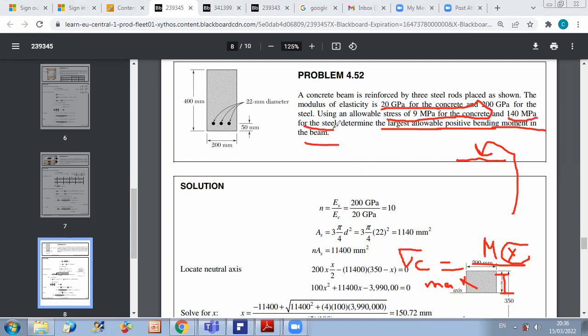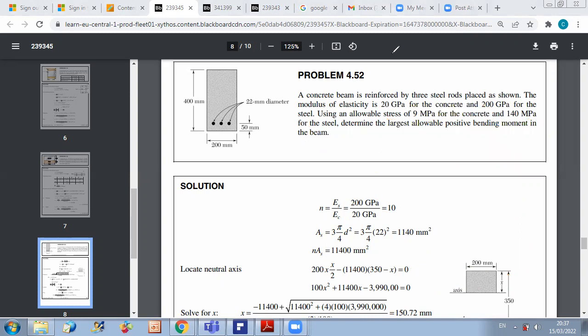So as usual, you find what is M maximum to not exceed 9 megapascal in concrete, and what is M maximum to not exceed 140 megapascal in steel. And then between the two values, you select the smallest one because both conditions should be satisfied. You cannot satisfy one condition and keep the other not satisfied, you will have failure. So between the two values of M maximum you find, you select the smallest one.